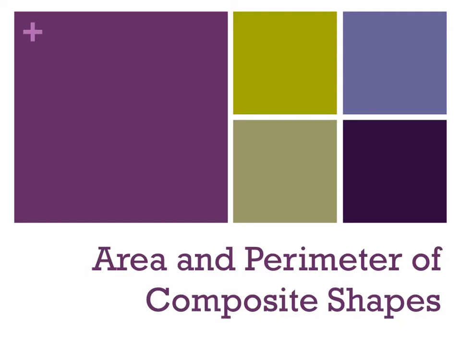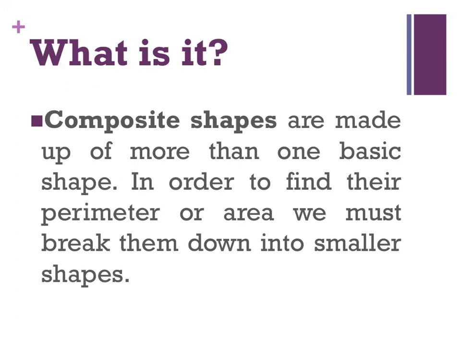Okay, and welcome to your tutorial on area and perimeter of composite shapes. So what is it? Composite shapes are shapes that are made up of one or more basic shapes.